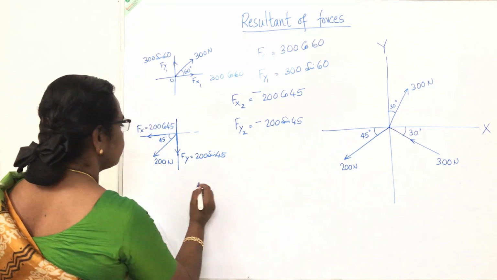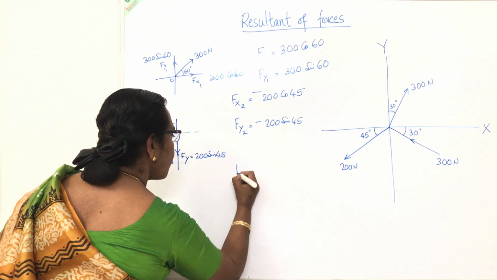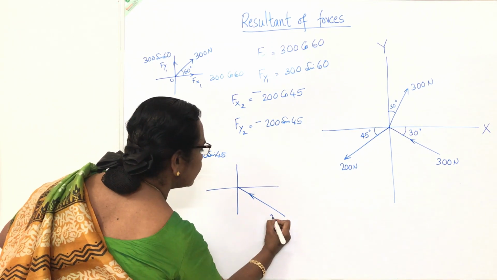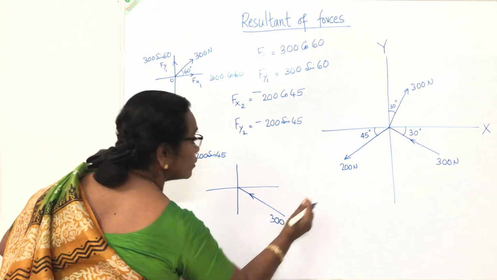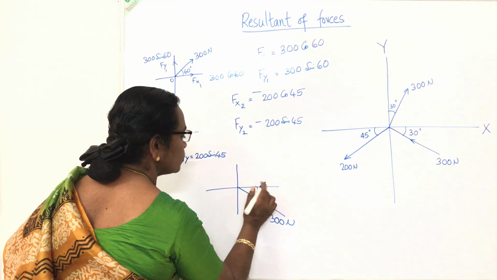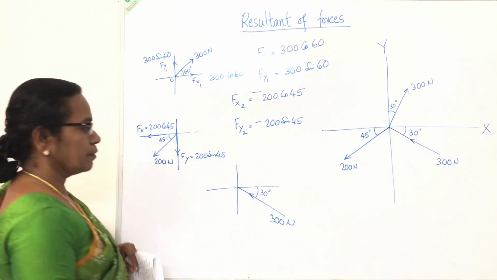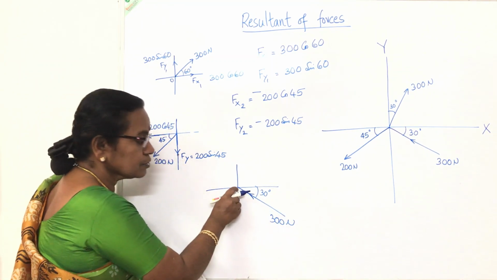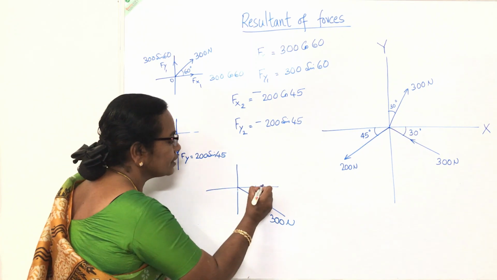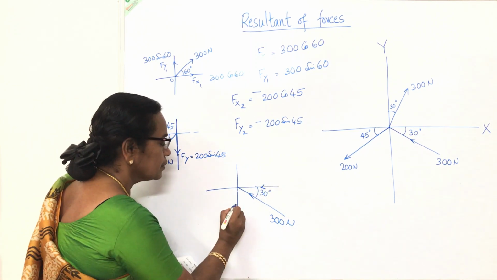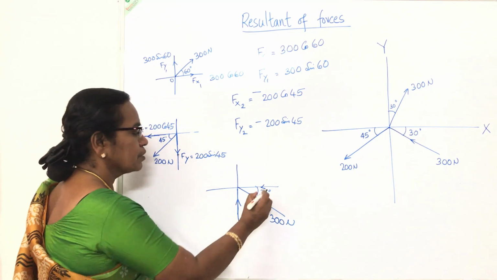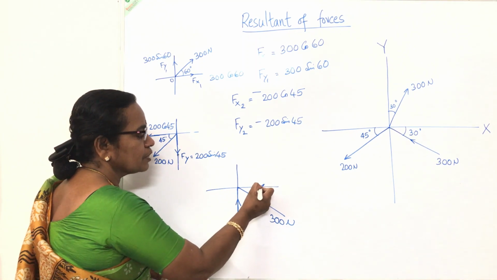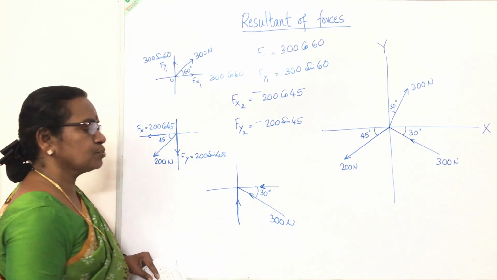Coming to the third force. 300 Newton. This is 300. Its angle is 30 degrees. This angle with horizontal is 30 degree. So this 300, this is towards O or inward. So this component towards O. This will also be towards O. So the Fx component will be towards O. Fy component will be towards O.